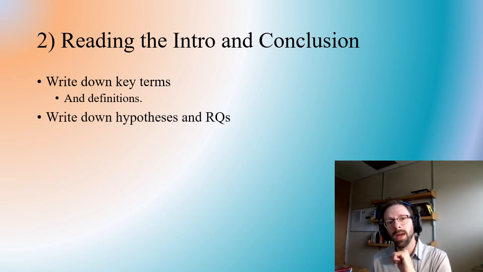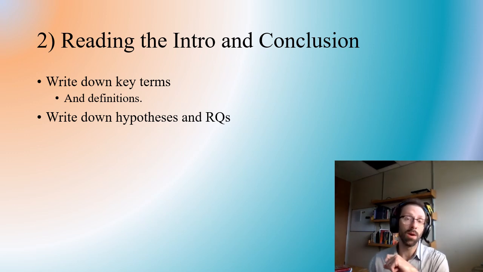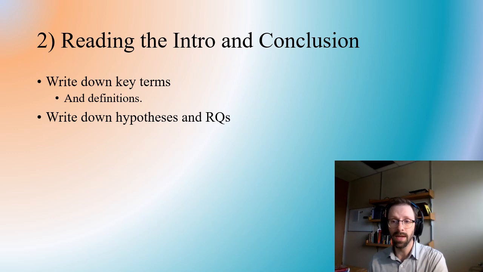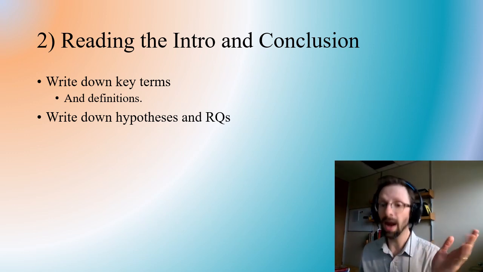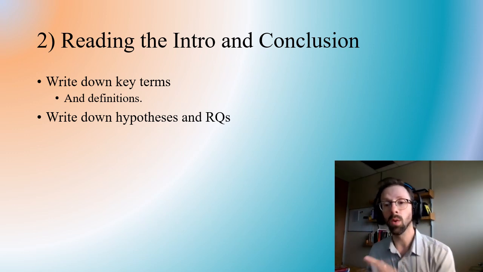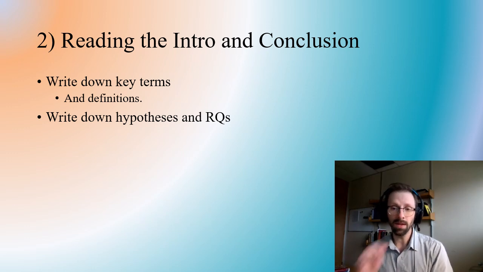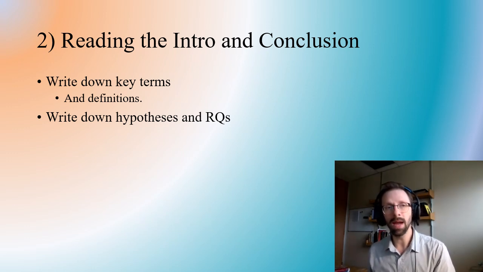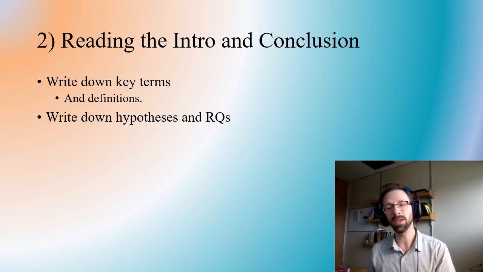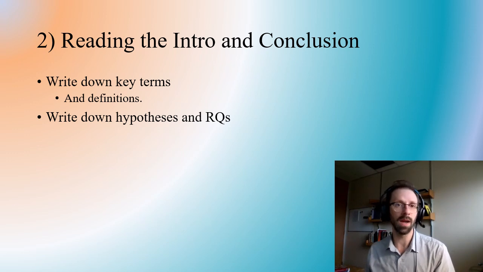Also try to write down the hypothesis and the research questions if they are available. Many hard and social science studies are going to have either research questions or hypotheses or both. And you can find those somewhere in there. They may not be right in the abstract. They may be in the abstract. They may not be in the introduction. You might have to do a little bit of searching, but we'll look at them in just a second and get some tips as to how to find those.